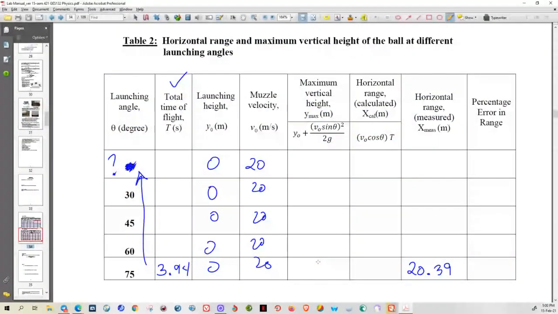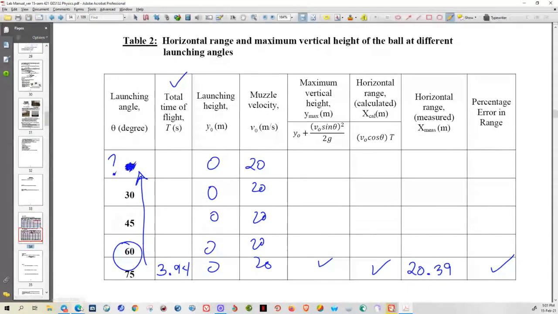Go back to the table, calculate this, and the percentage error. Remember the percentage error: calculated value minus measured, divided by calculated value, absolute, multiplied by 100%. Okay, so that's the idea for the percentage error. So these three with the tick, you have to calculate them. Once you finish one line, go and do 60.